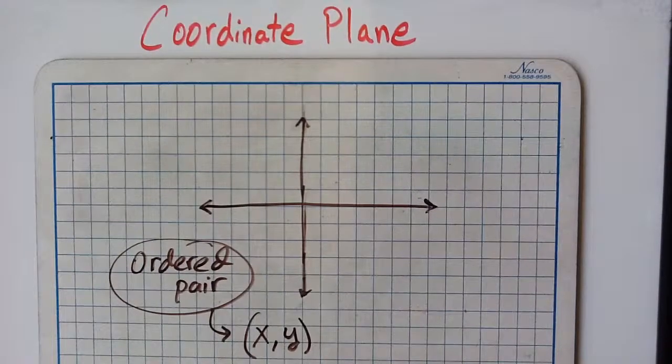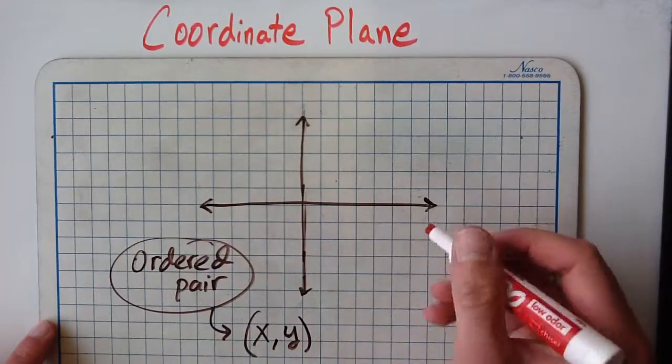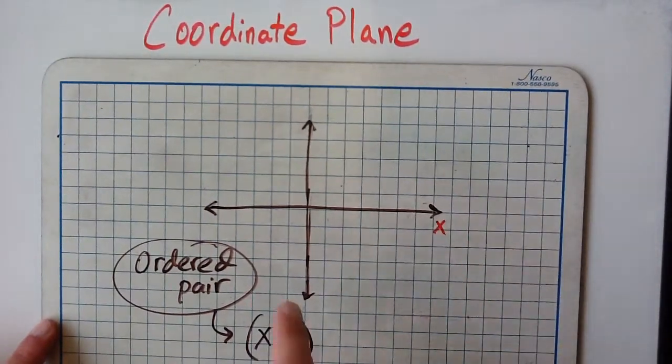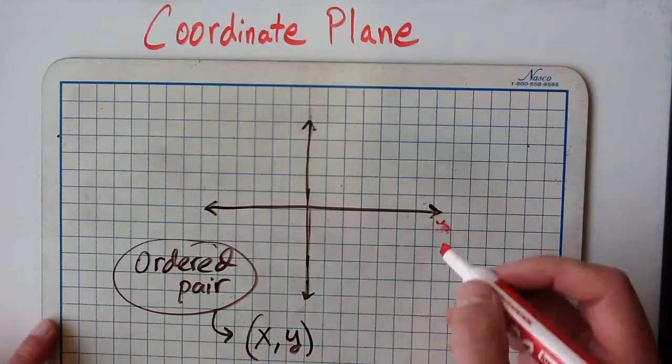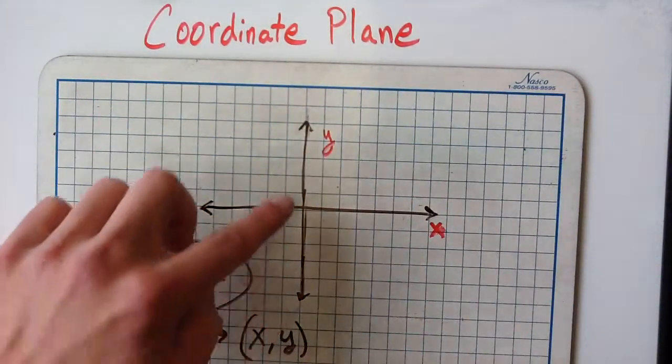Okay, this is 12.1 video on the coordinate plane. The coordinate plane is sometimes called the Cartesian plane. It is created by two axes. We have the x-axis, which is the horizontal line that runs side to side, so I'll label that x. This is the x-axis. And we have the y-axis, which is the vertical line, the up and down line.